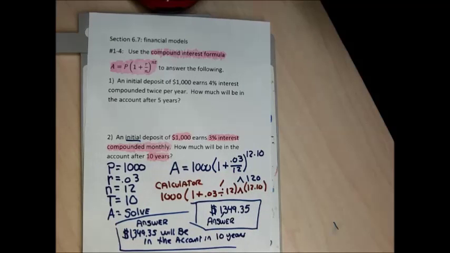$1,349.35 will be in the account, which means the account got $349.35 worth of interest over those 10 years. So your problem 1 should be more or less the same.